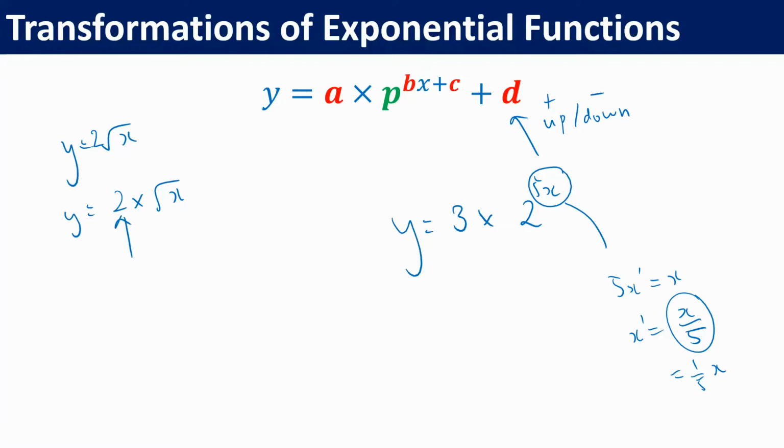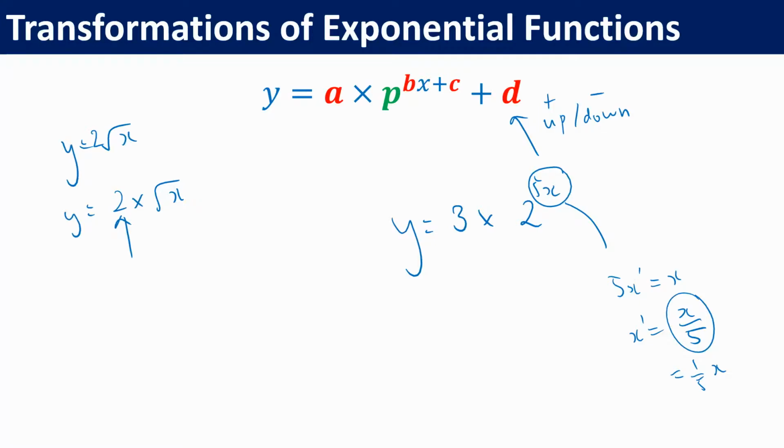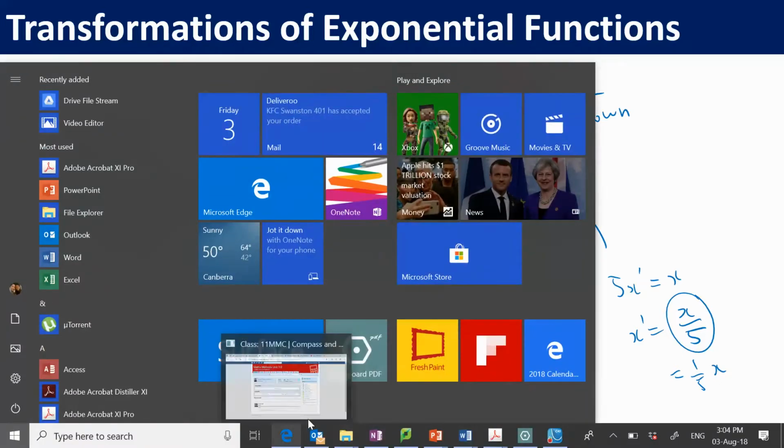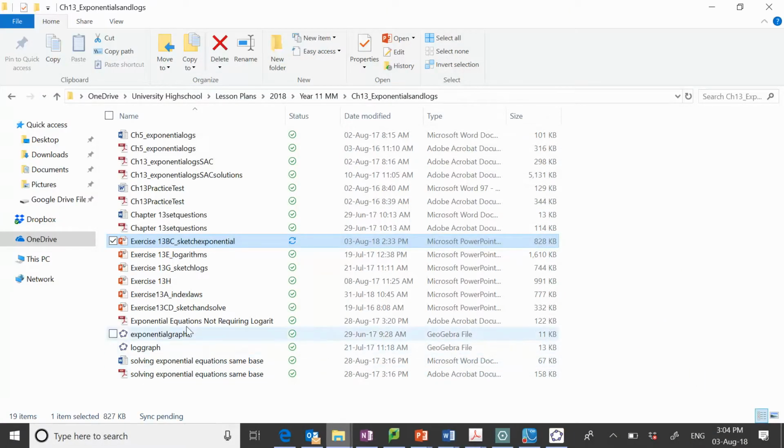So now that we've got the transformation, I'm going to do a bit of GeoGebra so you can see. P is the base. So 2 to the power of x, 3 to the power of x. So here we go. Are you going to use the graphing? Yep, I'm going to get you guys to see what happens. I think I might have done it here already. Actually, here we go. We've got one here. Once it loads.